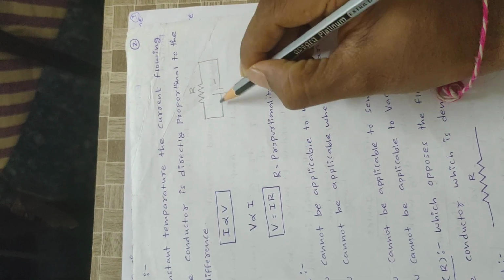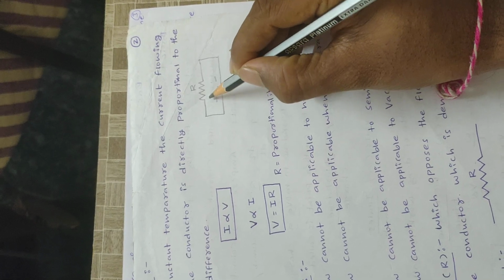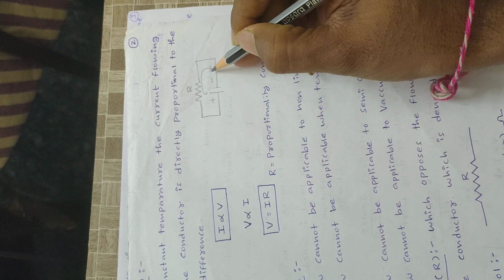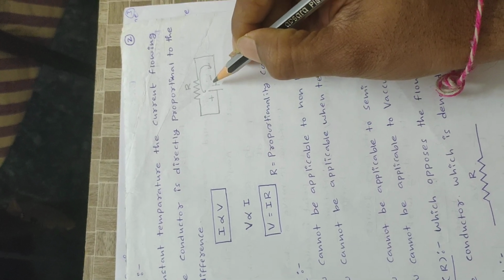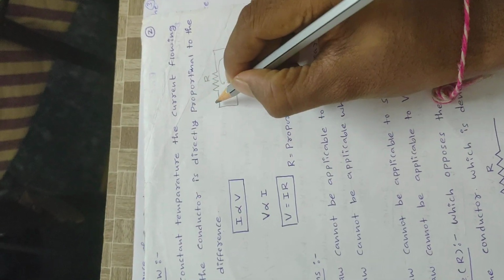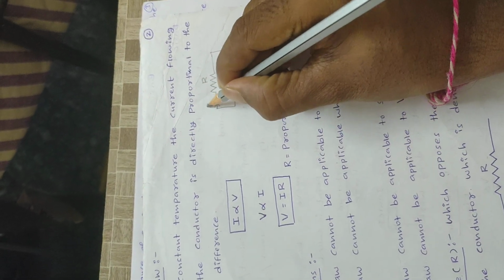Okay, minus plus. Current always flows from higher potential to lower potential, that is, from the positive terminal of the battery to the negative terminal of the battery. Now see here, because of this voltage, current I is flowing into the conductor.